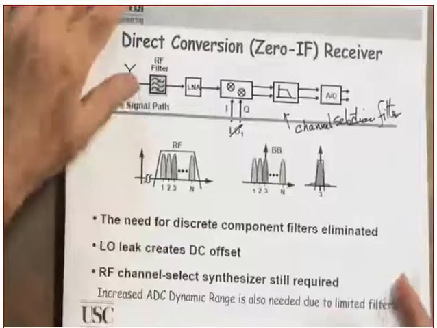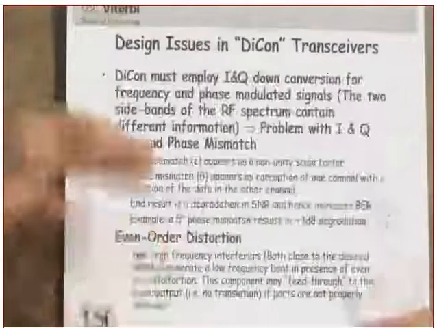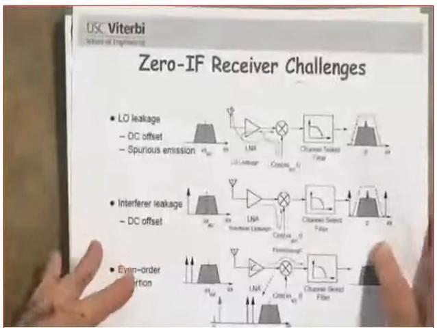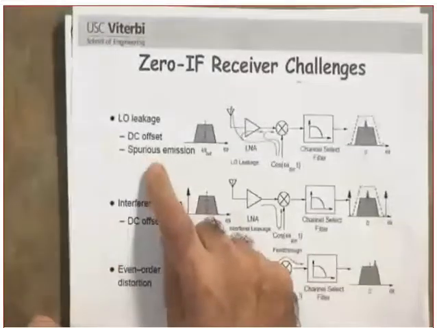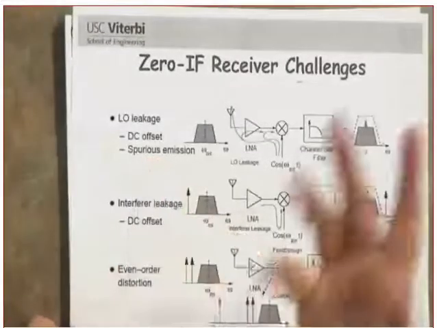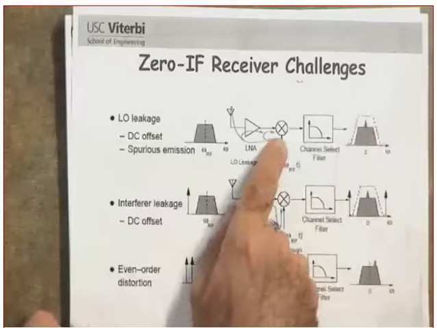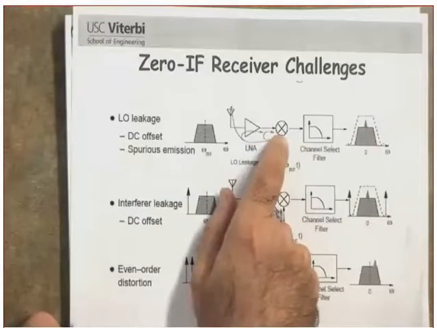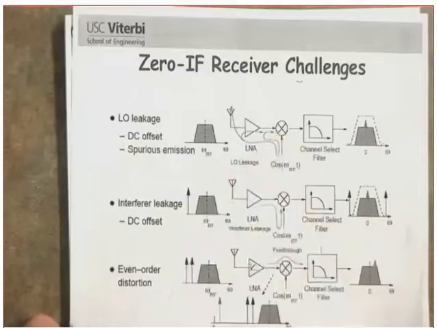Let's see if you can help me with this. I will get back to this in just a second, but let's understand what is the problem associated with 0IF. The first one is called local oscillator leakage. What does that mean? That's the local oscillator. Yes? If there is no proper isolation between the ports, there will be leakage. Leakage from where to where?